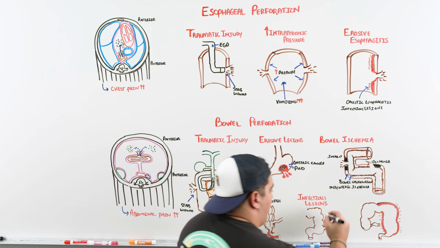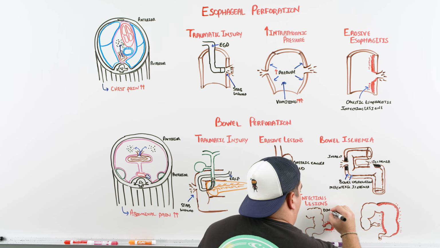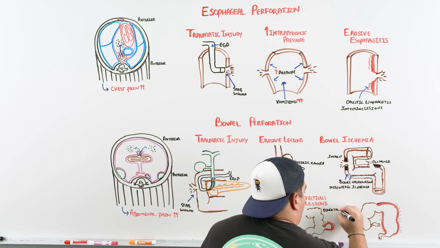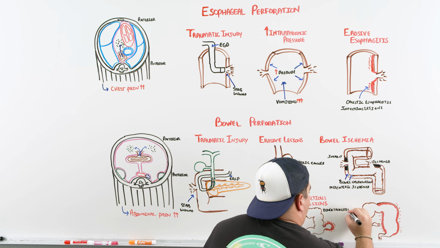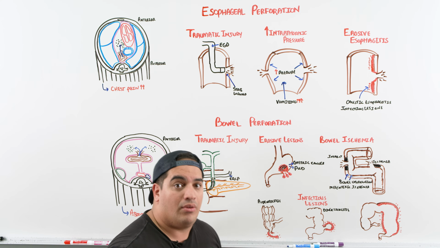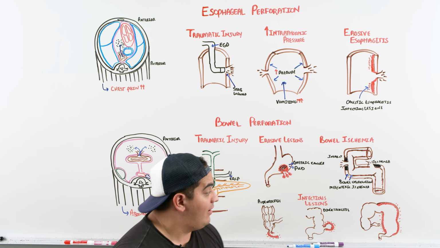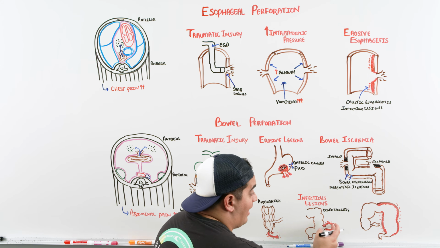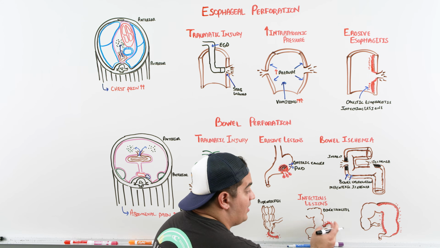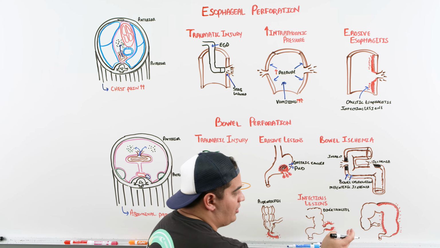Same thing, patients who have left lower quadrant pain with a history of diverticulosis. Now they present with left lower quadrant pain, fever, and leukocytosis, and now this diverticula has become so inflamed, so distended, it's compressing off the arterial circulation, which leads to ischemia and perforation.